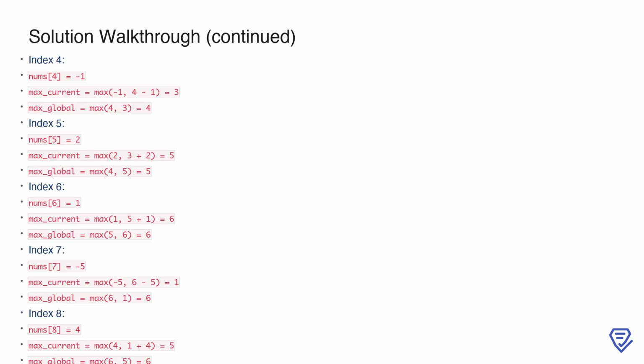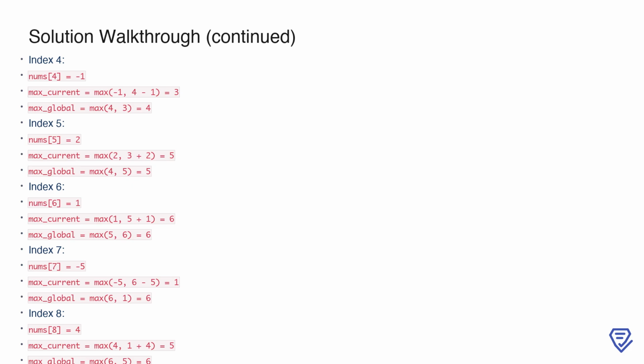Continuing with the computation, at index 4 where the value is -1, we calculate max_current as the maximum of -1 or the sum of 4 + (-1), which equals 3. Here, the sum of the previous subarray with the current value is greater, so max_current becomes 3, while max_global remains 4 as it still represents the overall maximum sum. At index 5, the value 2 is added to max_current, resulting in a new value of 5, which updates both max_current and max_global to 5.